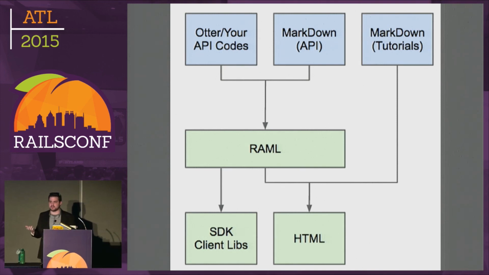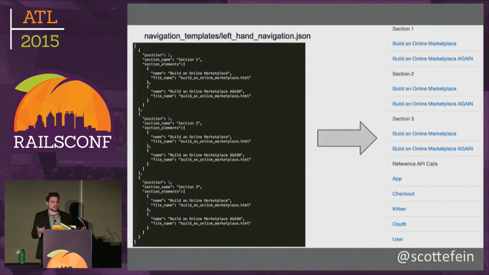There are other elements to taking spec files and converting them to HTML. We use a left-hand nav, which handles all those tutorial files, taking the files that we have and turning them into a left-hand nav. So you see the JSON file on the left, and that becomes what is on the right. This is unthemed. We have another tool that actually themes it all.